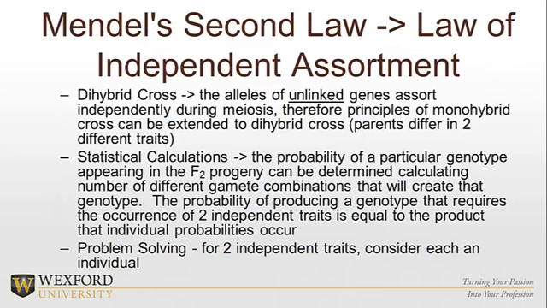Therefore, the principles of the monohybrid cross can be extended to the dihybrid cross. We kind of already hinted at that earlier. So the statistical calculations work out the same, except now we're working with two sets of genes. The probability of a particular genotype appearing in the F2 generation, not F1, but F2, can be determined by calculating the number of different gamete combinations that will create the genotype. So once again, we're just talking statistics. The probability of producing a genotype that requires the occurrence of two independent traits is equal to the product, and that's the key here, the multiplication of the individual probabilities occurring. So basically, for two independent traits, you consider each to be an individual.